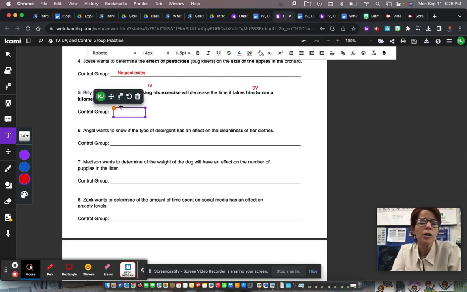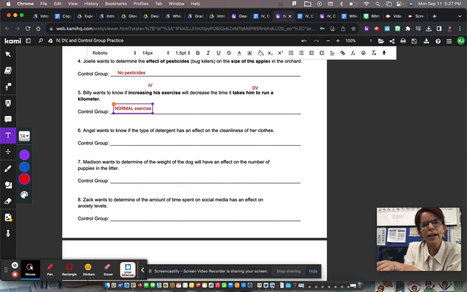I would be okay with that. Or you could say normal exercise. So, let's just go with his normal exercise. That's his control group. However much he normally exercises, how fast is he when he runs the kilometer? Now, let's compare that to him exercising more, maybe half an hour or an hour more. How does that affect his time running a kilometer?